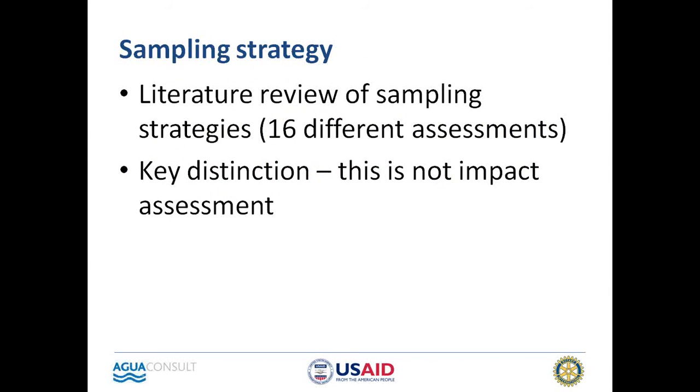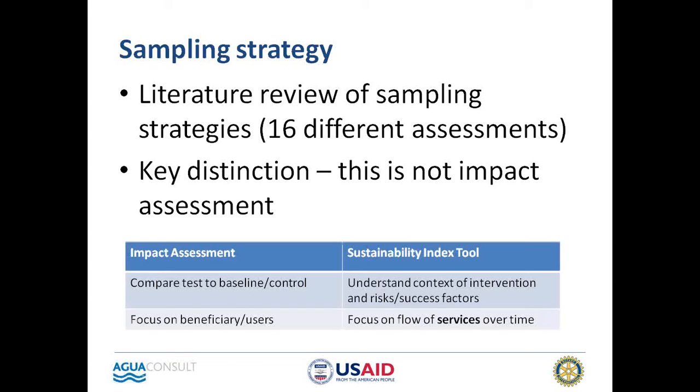Okay, the sampling strategy that's proposed in the document is based upon a literature review of 16 different assessment sampling strategies. And an important distinction, maybe some statisticians would take issue with it, is that we're not trying to do an impact assessment here. An impact assessment would compare to a baseline, possibly with controls, and would focus on the beneficiaries or the users or the households.